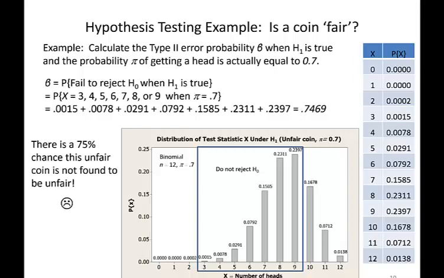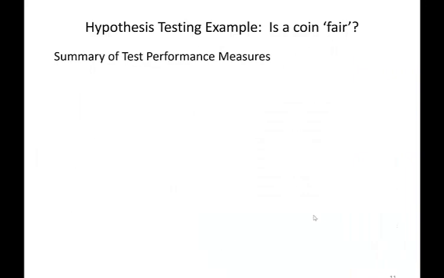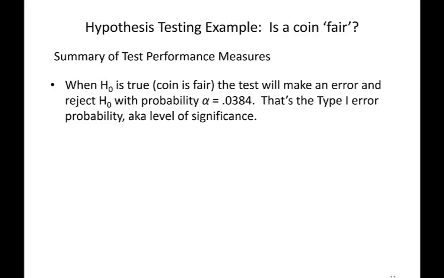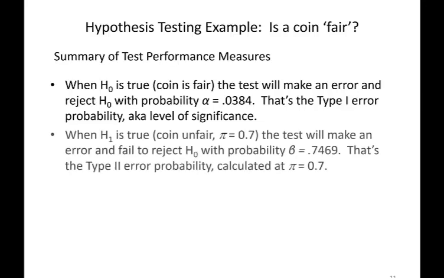Let's summarize what we know so far about this test. First of all, when H0 is true, or if we have a fair coin, we're going to make a type 1 error about 4% of the time. Or in other words, alpha, the probability of a type 1 error, is 0.0384, or about 4%. This is also called the level of significance of the test. We also know that when H1 is true, and in particular when pi is equal to 0.7, or there's a 70% chance of getting a heads with the coin, the test is going to make a type 2 error 75% of the time, or 0.7469.